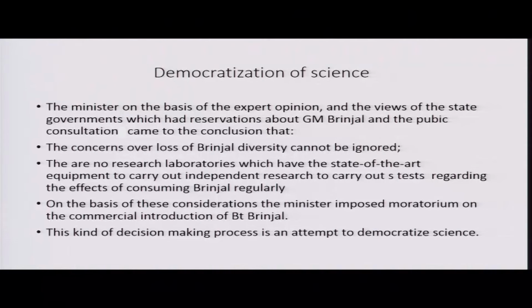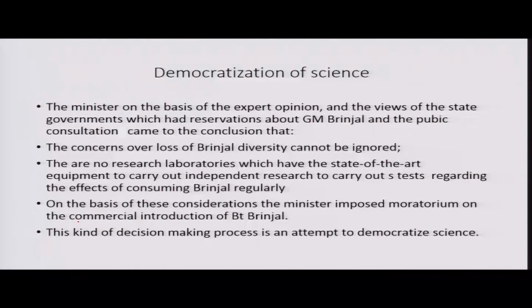Then there are no research laboratories which have the state-of-the-art equipment to carry out independent research to do the tests regarding effects of consuming brinjal regularly. So most of the results, as I said, that were provided were given by the company. Right? The company has its own interest to promote, so people started questioning the reliability of the data. Then, on the basis of these considerations, the minister imposed a moratorium on the commercial field trials of BT brinjal.